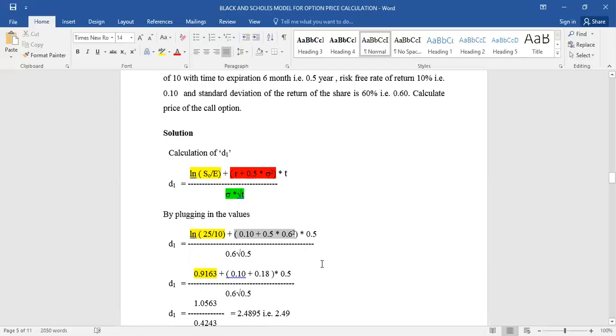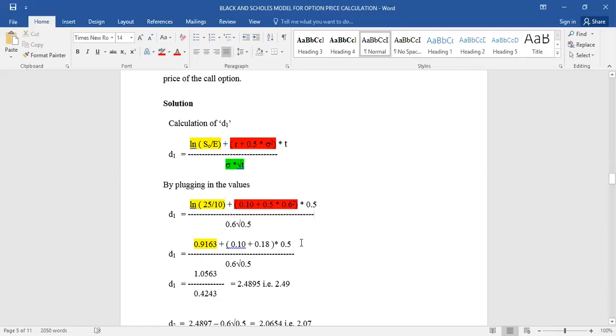0.6 raised to the power of 2 multiplied by 0.5, and to that we add 0.10. So we get 0.10 plus 0.18, that will be 0.28, and 0.5 remains as it is. So that is one. Then we will solve the green part. Green part values I have put out. We can solve it subsequently also.